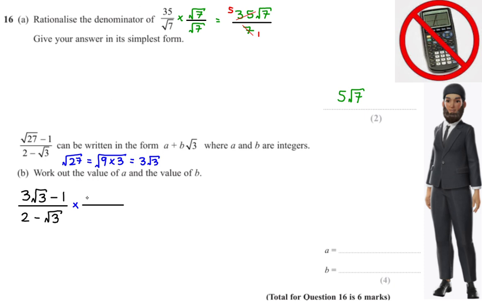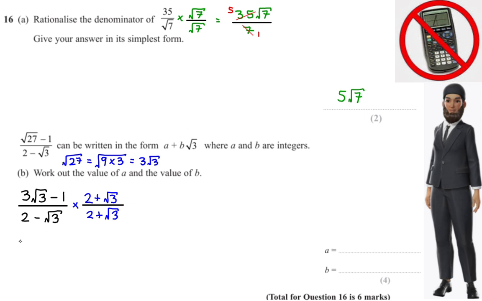We are going to multiply this by 2 plus root 3 on the numerator and 2 plus root 3 on the denominator. Because if you multiply by 2 plus root 3 over 2 plus root 3, that's the same as multiplying by 1. So we haven't actually changed the expression. It's exactly the same value. So let's move on.